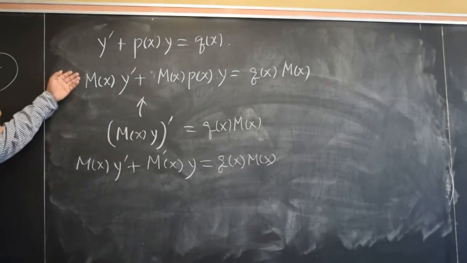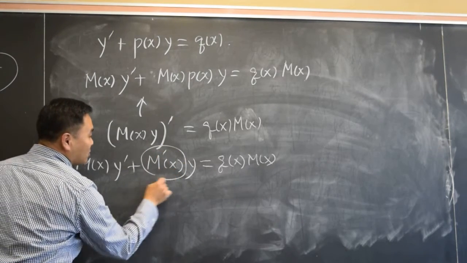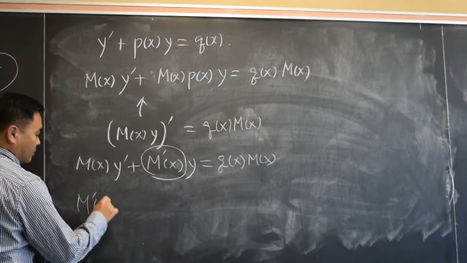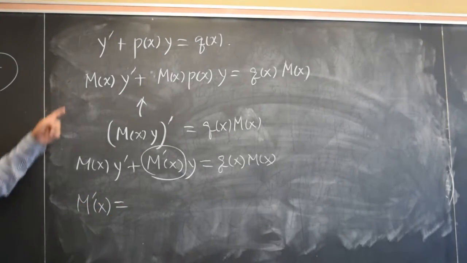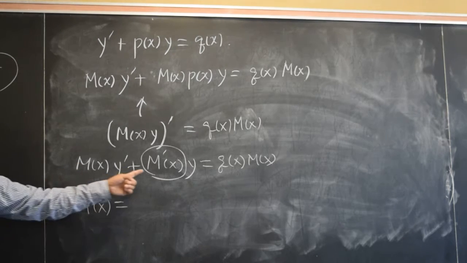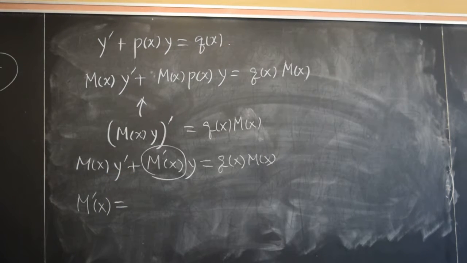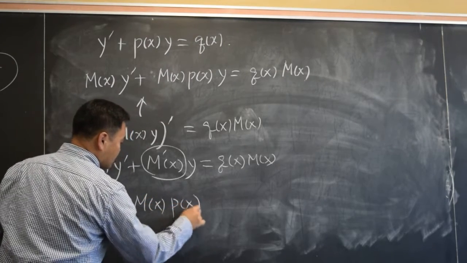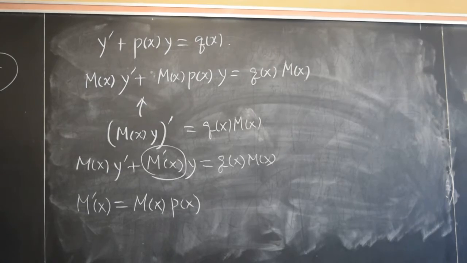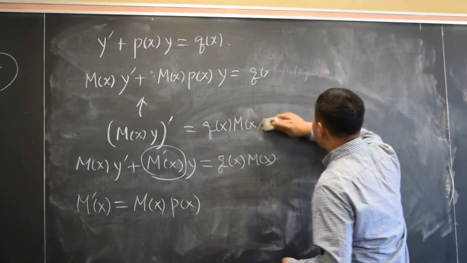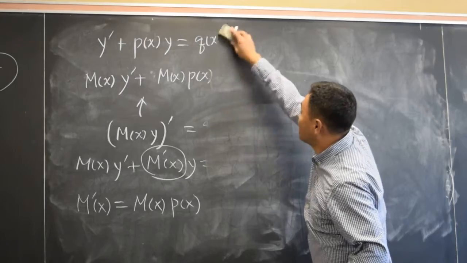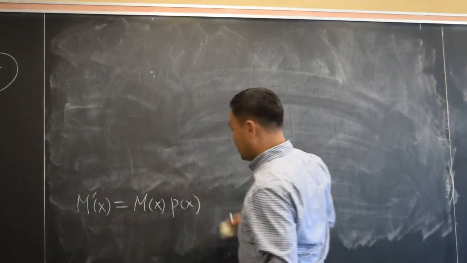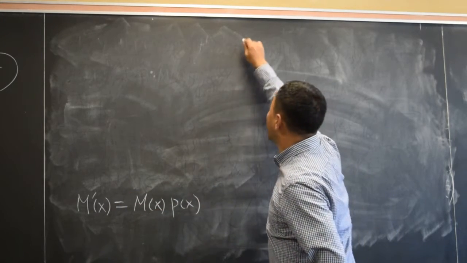And then comparing the top and the bottom, we see that m prime of x should be what? For these two to be exactly the same equation, m prime must be what? m(x)p(x). m(x)p(x). Okay. And then we're almost there. We're almost there because now I can divide by m(x).